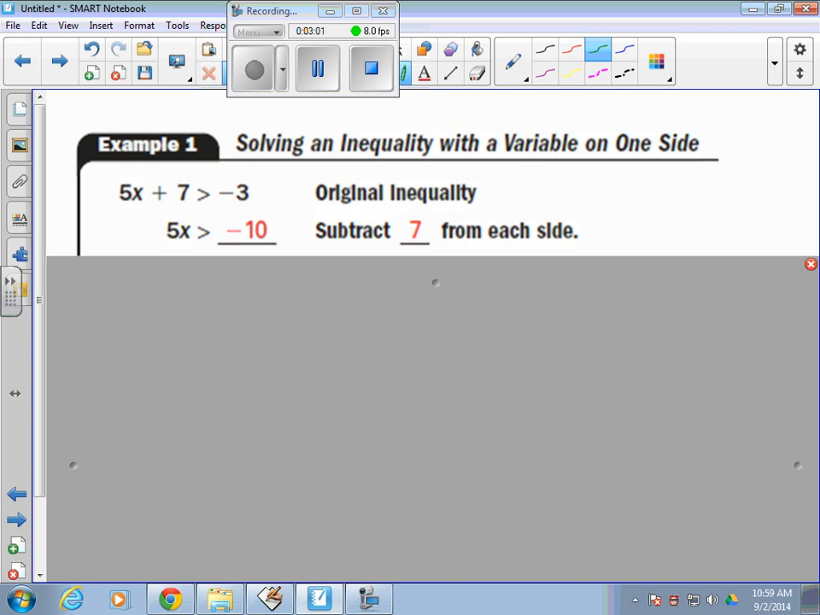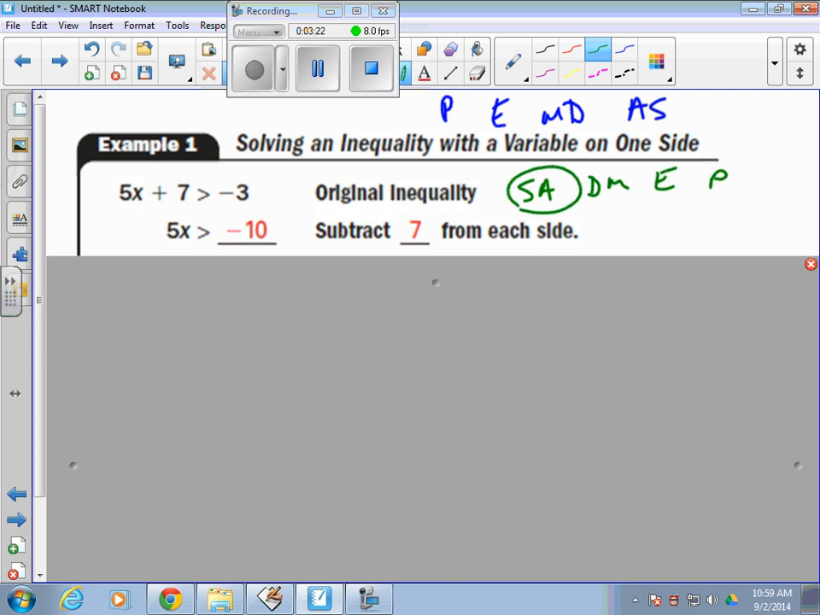Here's example number 1. It says solving an inequality with a variable on one side: 5x plus 7 is greater than -3. You still do everything just like an equation. Normally you work Please Excuse My Dear Aunt Sally. But when you're undoing, you work backwards. You work Sally, Aunt, Dear, My, Excuse, Please. You work it that way.